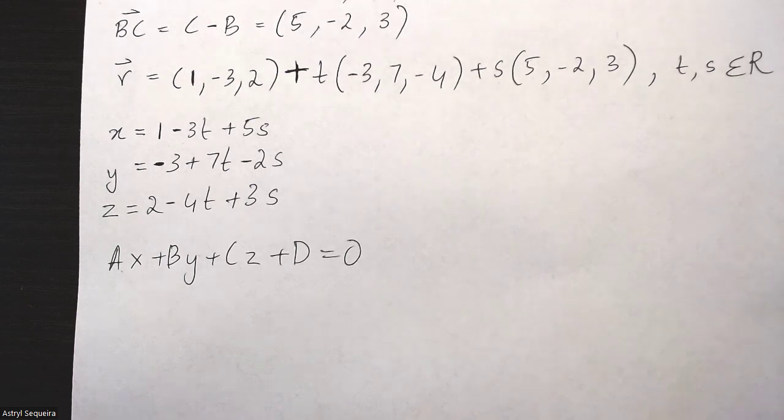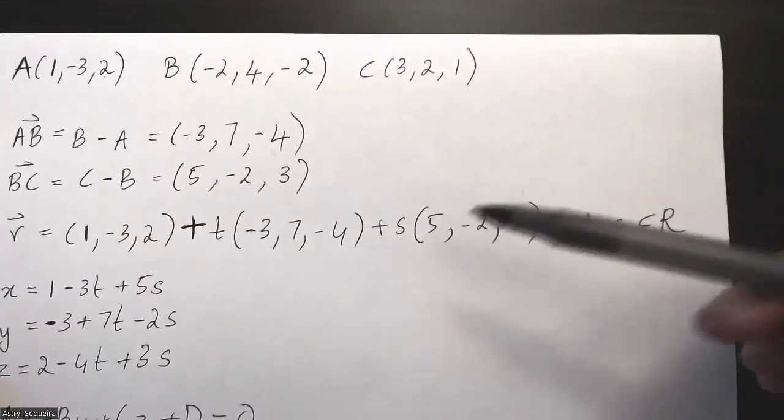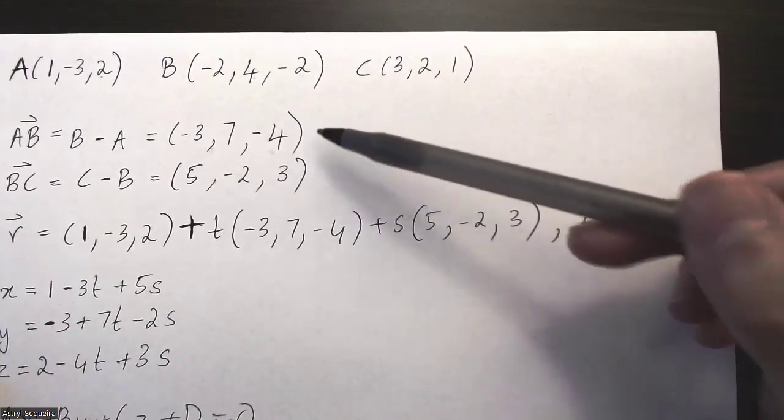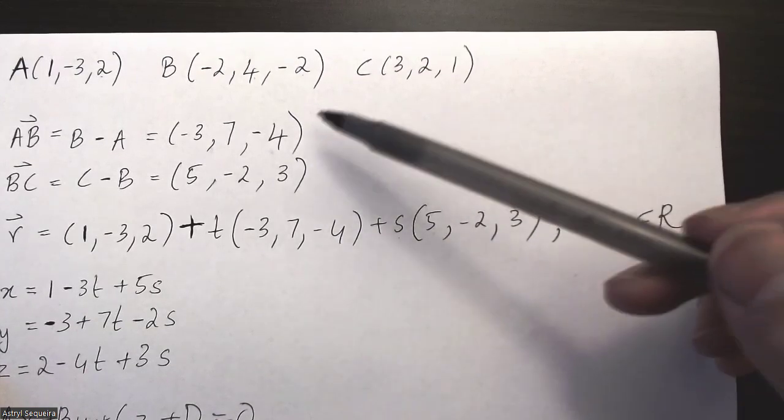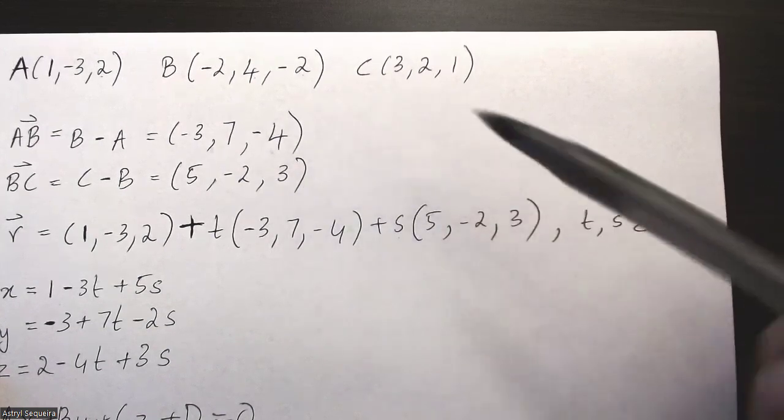So in order to find the normal vector, we have to cross multiply the two direction vectors we had initially in the question. So I'm going to cross multiply these two direction vectors over here.